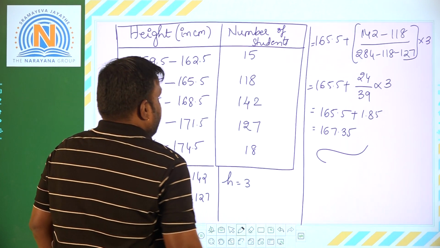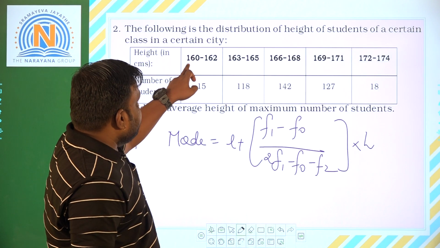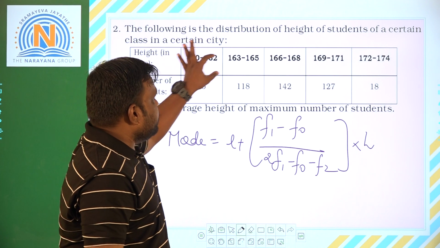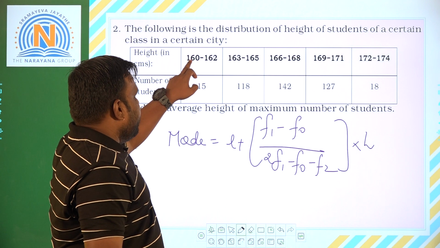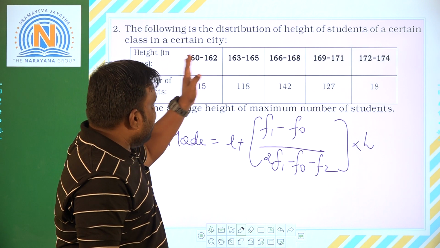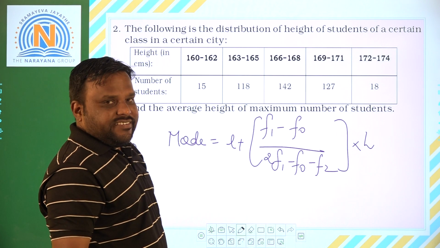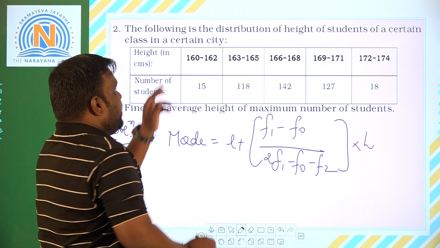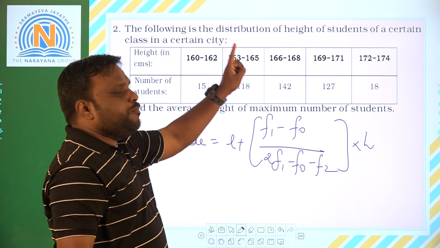So let us look at this one. This is the glance of that part. Here, it is 160 to 162, the first class, right? Since they are not continuous, as we discussed, we are going to decrease 0.5 to the left for the lower boundaries, and we are going to add 0.5 to the right side values. So 160 will become 159.5 and 162 will become 162.5, right?